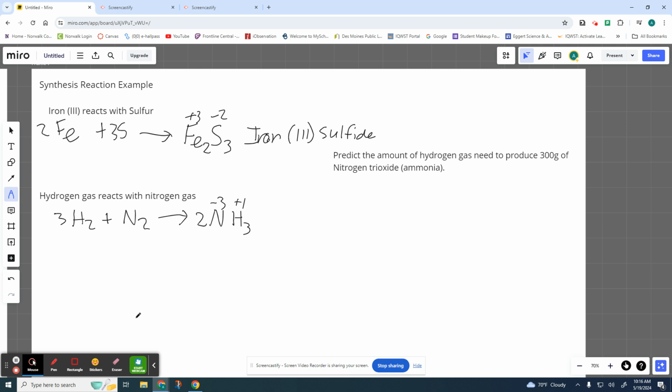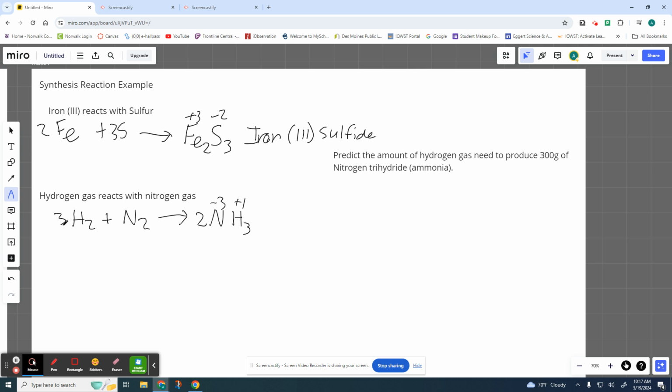Well, that's actually not correct. Hold on. Okay, I fixed the spelling error. Trihydride is one version you might see on the internet for this compound. So predict the amount of hydrogen gas needed to produce the 300 grams of this product. So that's imagining you want 300 grams of this product.